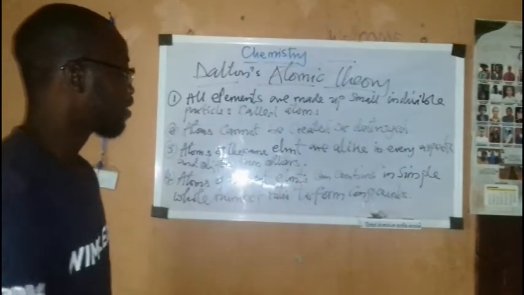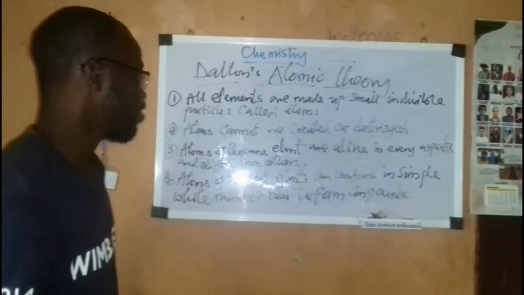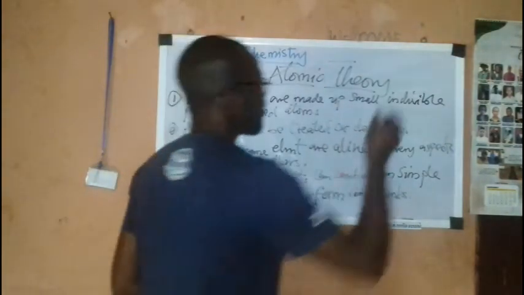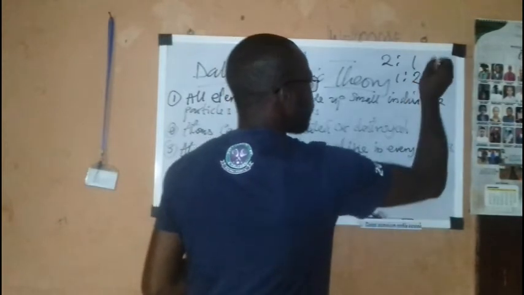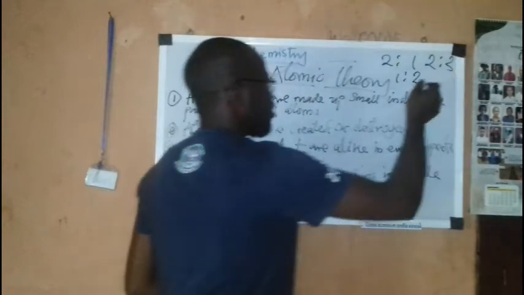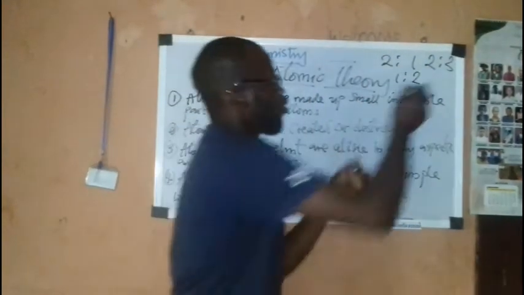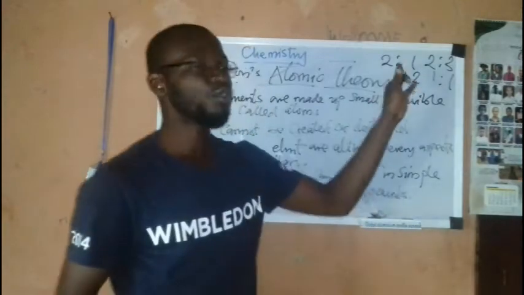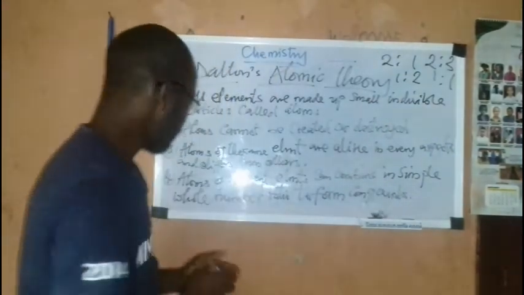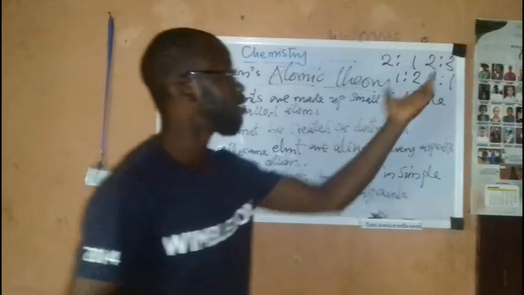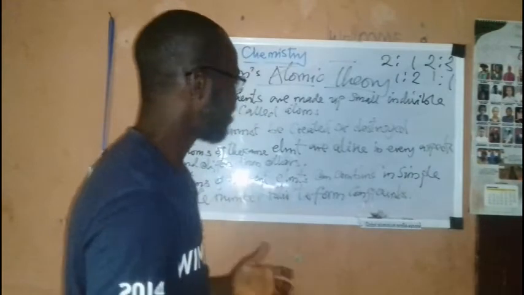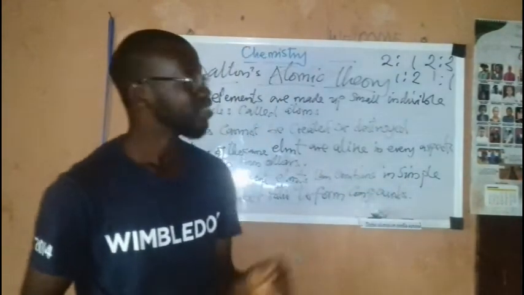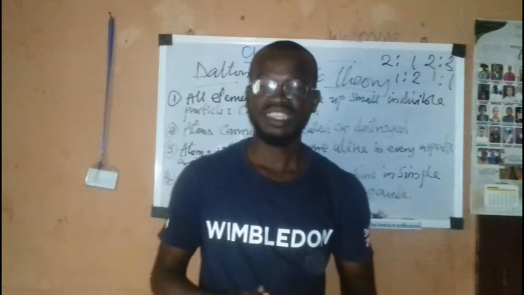Atoms of different elements can combine in simple whole number ratios to form compounds. Let's say, for instance, 2:1, 1:2, 2:3, or 1:1. These are simple whole number ratios. So according to John Dalton, atoms of different elements can combine in these simple whole number ratios to form a compound. Well, these are his statements. There are 5 actually, but let's consider these 4. Now, these are his statements.